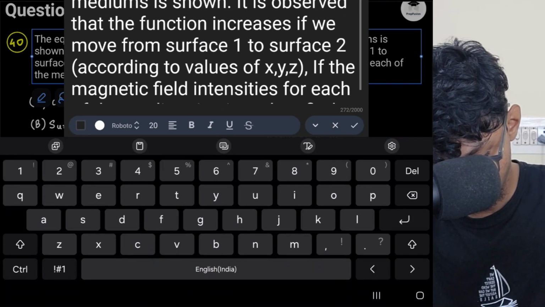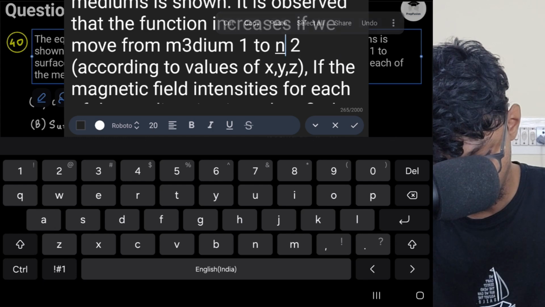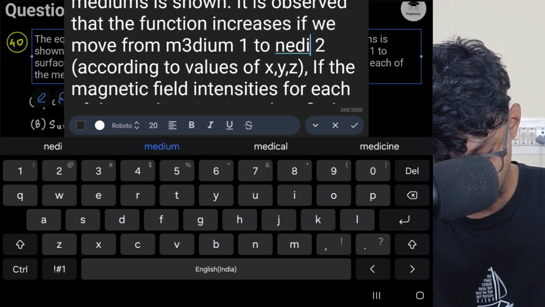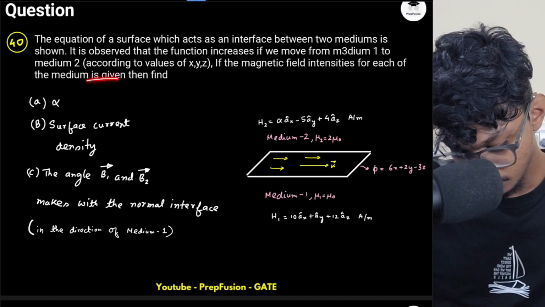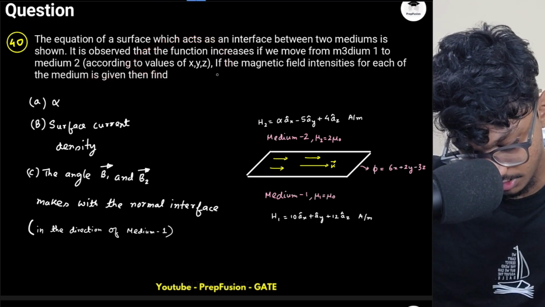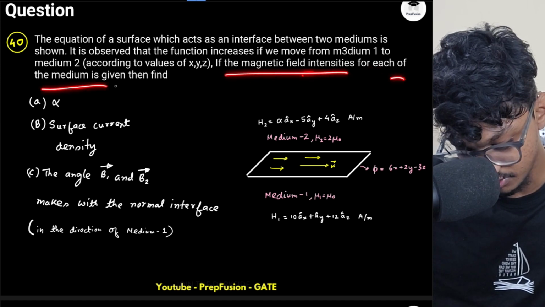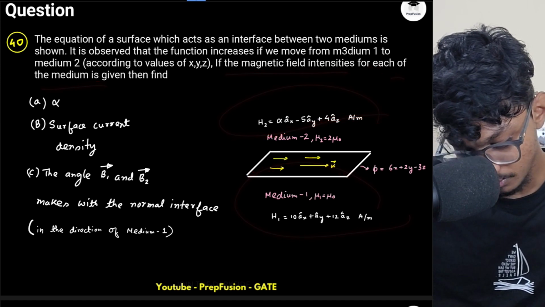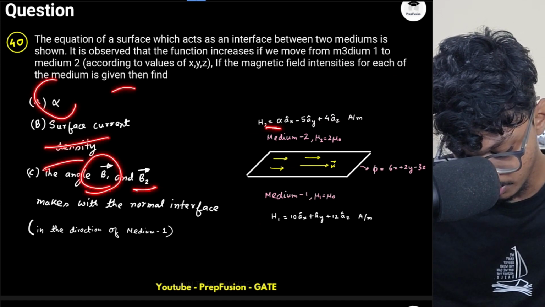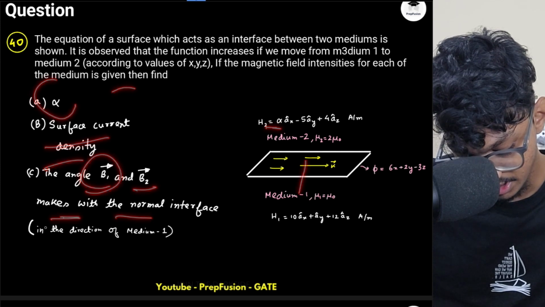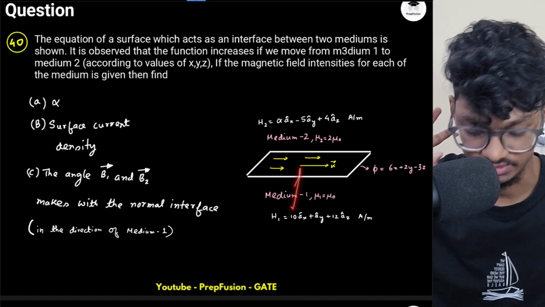Medium 1 to medium 2. Now, according to the values of xyz, the magnetic field intensities for each of the media are given, so find alpha. Alpha is here the surface current density, and also the angle between B1 and B2 that it makes with the normal interface in the direction of medium 1. So medium 1 is the normal interface that they are given. They are asking me the angle as well.